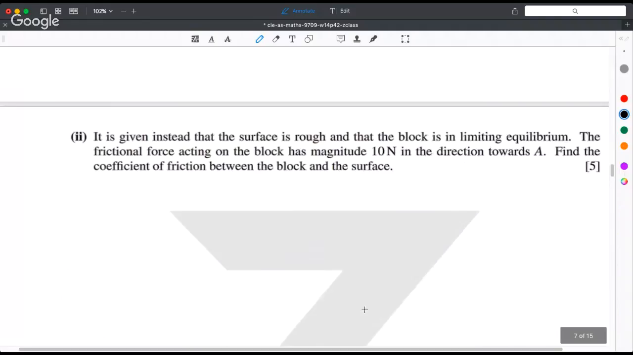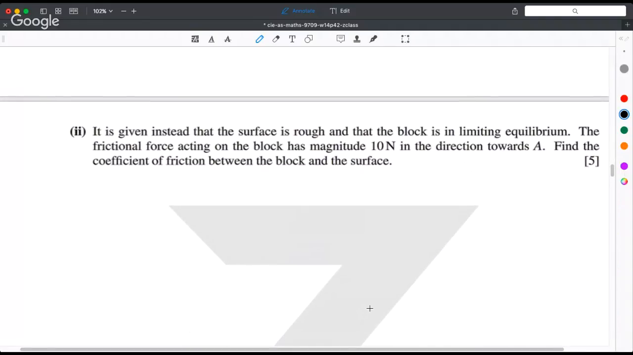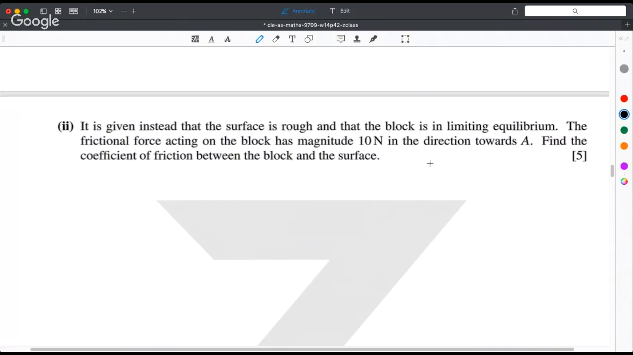So now they're saying, okay, what if the surface was instead rough, i.e. you now have to think about friction. And they tell you that the block is in limiting equilibrium, and the frictional force acting on the block has a magnitude of 10 newtons. So let's have this guy. We have the 40 newton force like that. We have, at a right angle to it, x, the x force. That's 60.